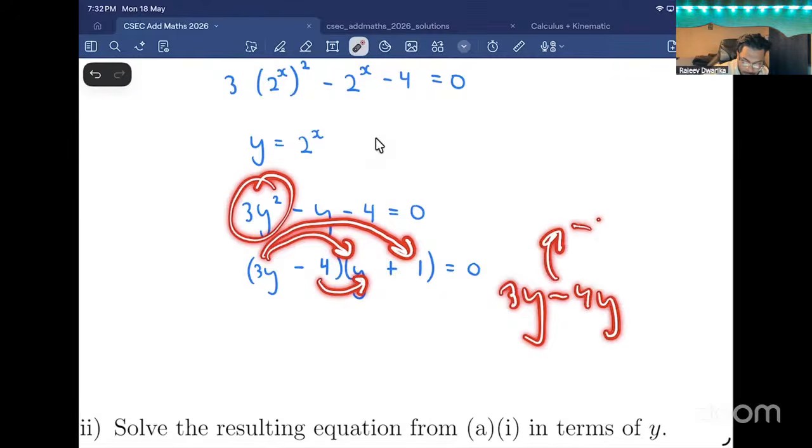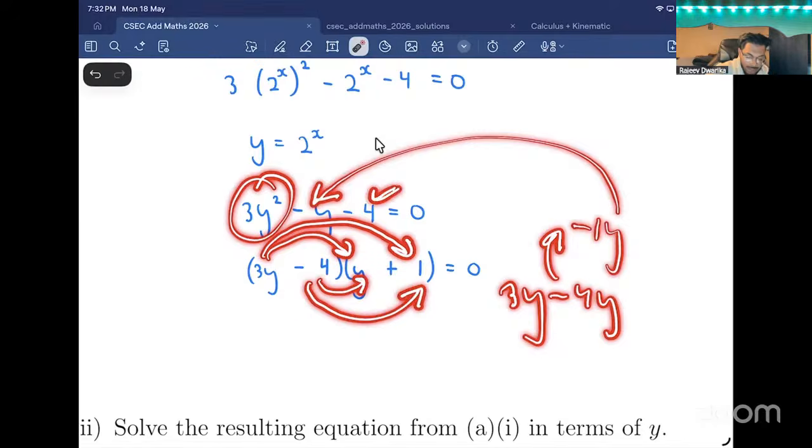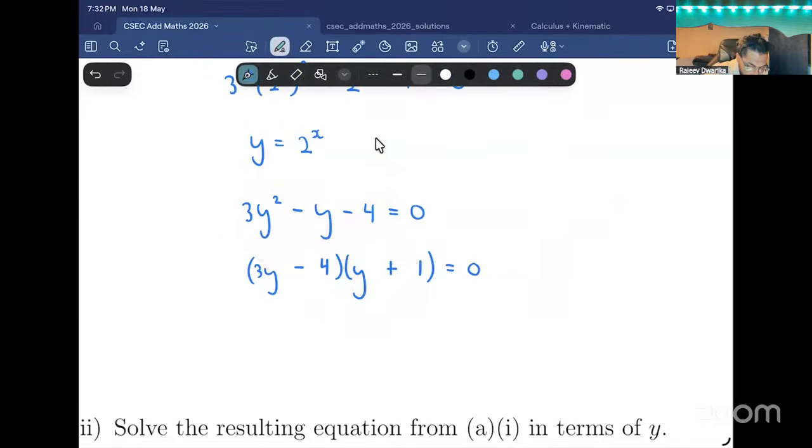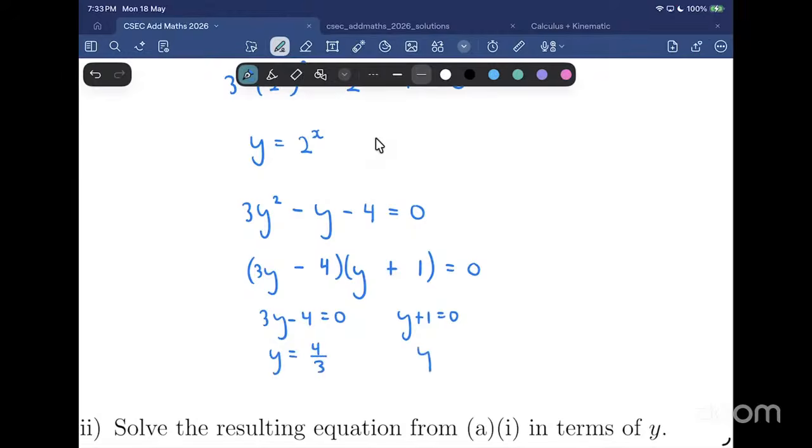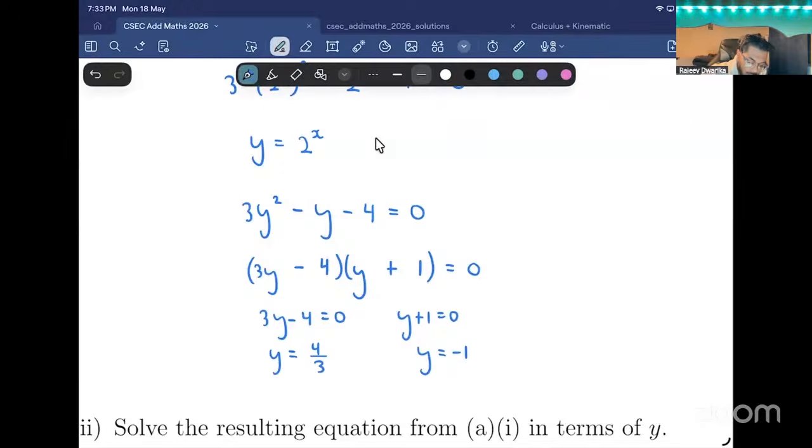This would give us back the minus 1y, which is what we want in the middle, and negative 4 by 1 gives us back the negative 4. So that's it there. So 3y minus 4 is equal to 0, and y plus 1 is equal to 0. When you solve for this, you move across the negative 4 and you divide by 3. So you're going to get y is equal to 4 by 3. Over here, you're going to get y is equal to negative 1.